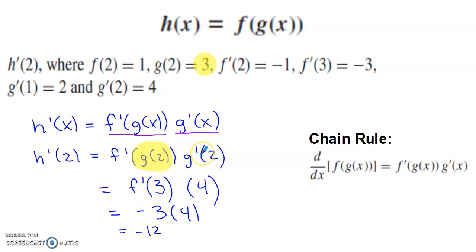G prime of 2, I can get this from the list as well. That should be the last value from the list. So I've replaced g prime of 2 with 4. And then to get my end result, I just need to take f prime of 3 and multiply by 4. F prime of 3 is -3. -3 times 4 is -12.